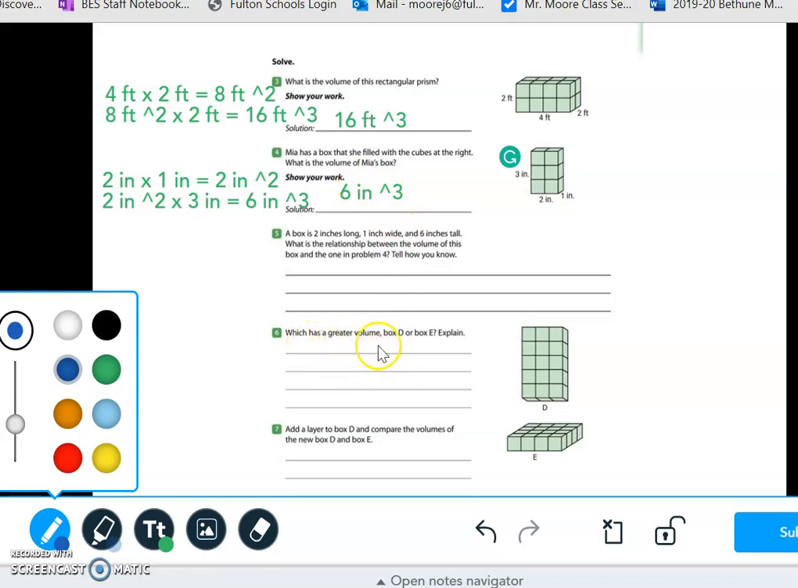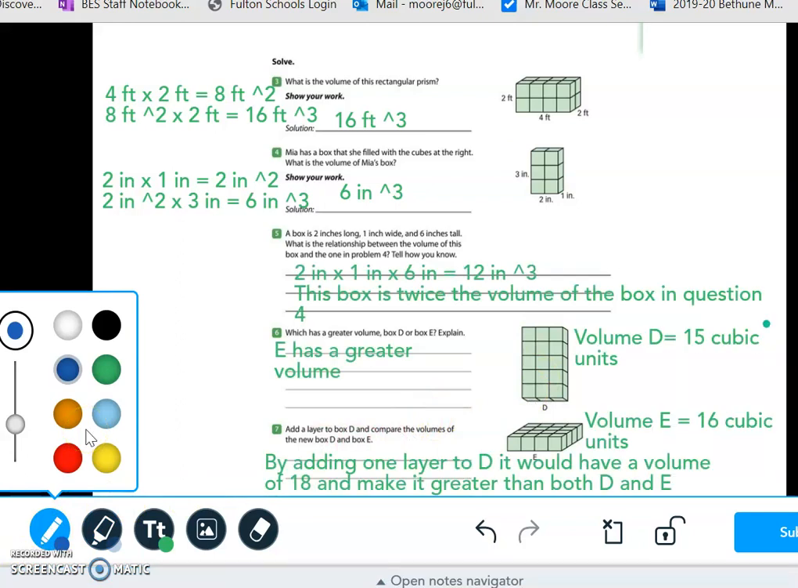It says, what has the greatest volume, box D or E, and explain. So you need to find the volume of D and E and see which is greater. Question 7 says, add a layer to box D. So we're going to add another one of these layers to box D. We're basically going to add D twice. And it says, compare the volume of the new box D and E. So after I add another layer, we want to compare it to what we found before.